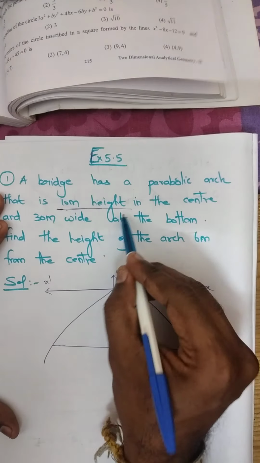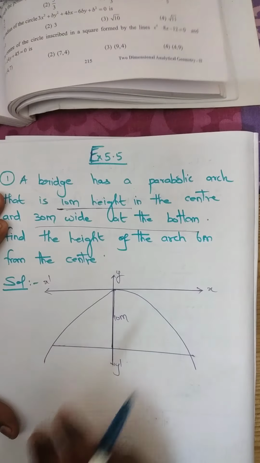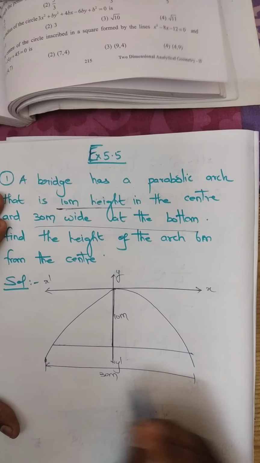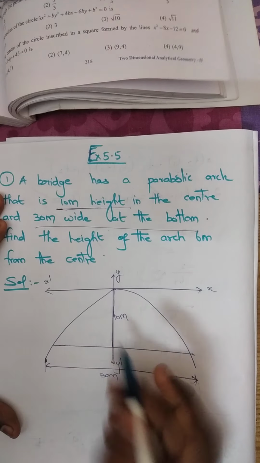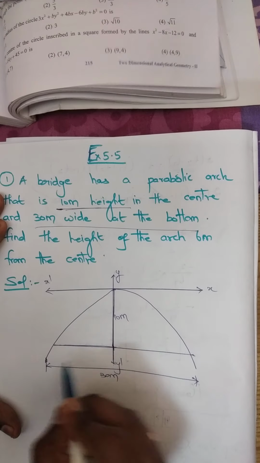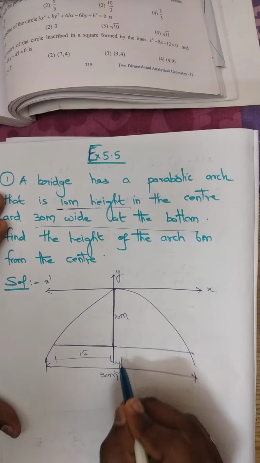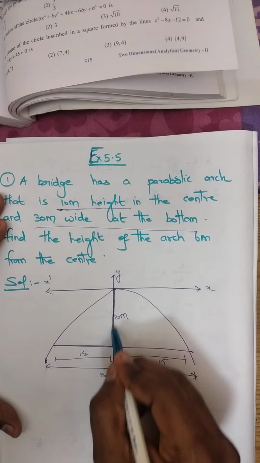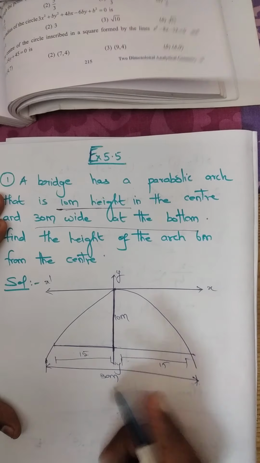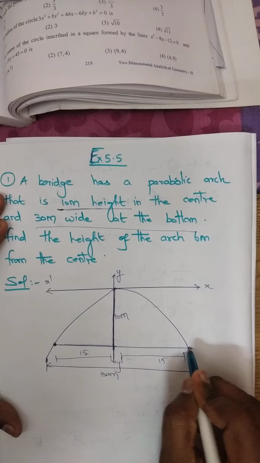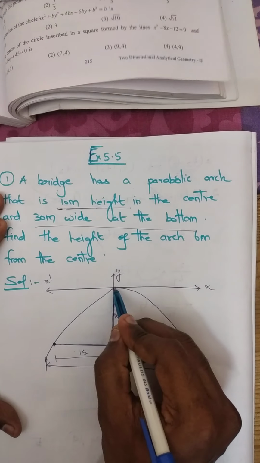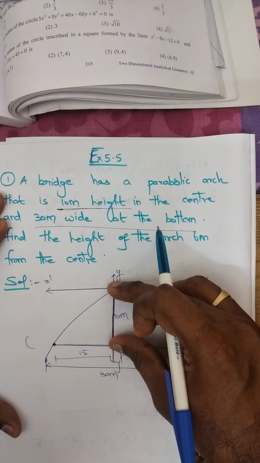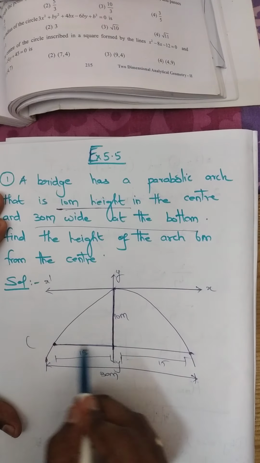Then what is given? Height in the center and 30 meter wide at the bottom. From here to here is called 30 meter wide. As this is the center line, we can separate this 30 as 15 and 15. Both are 15. So this point will be some point. See here, this is 10 and this is x-axis 15.